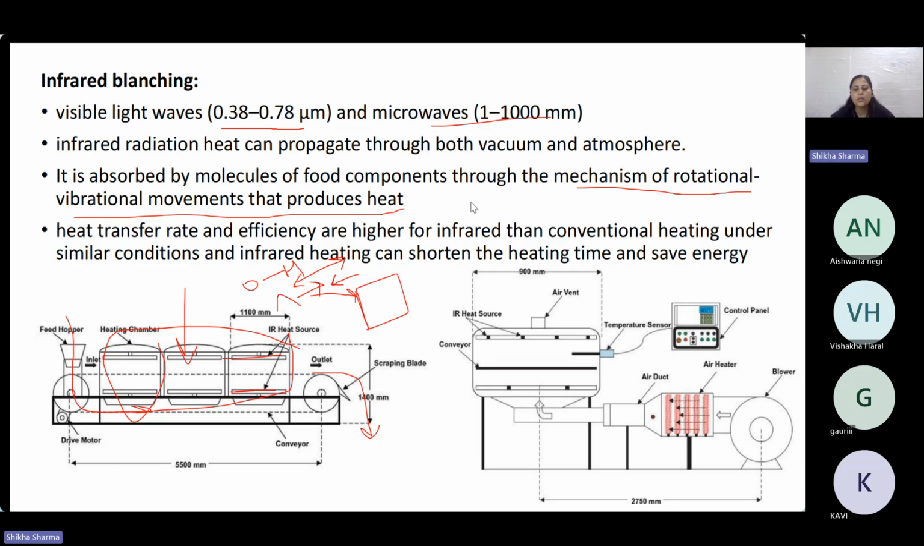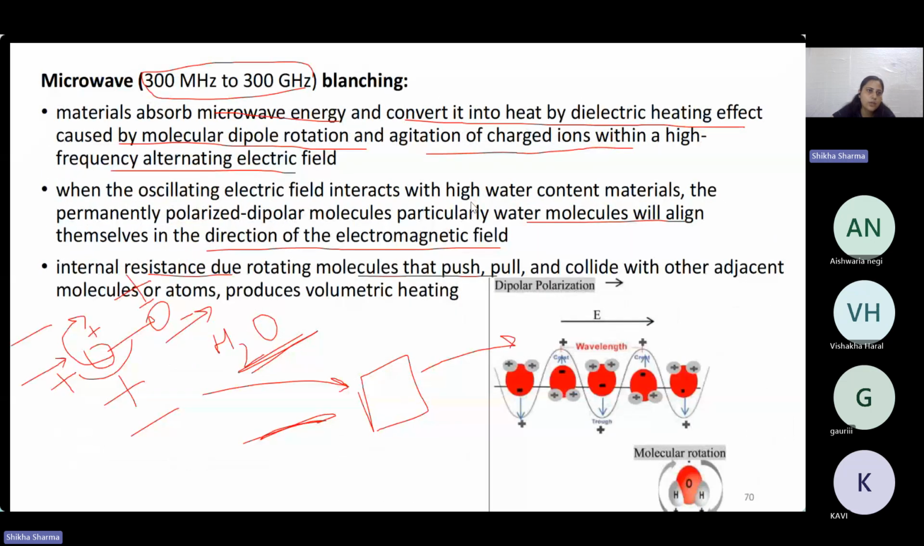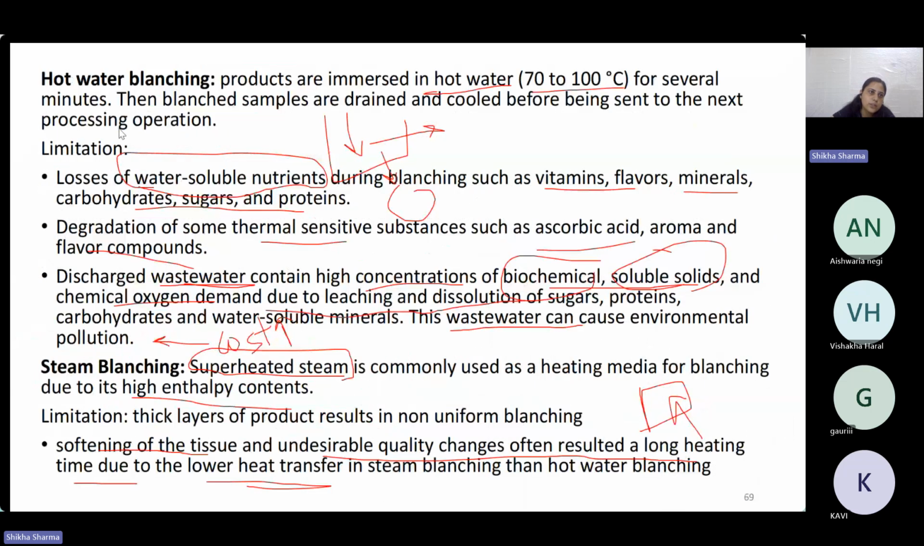So basically, these are the novel technologies. And if we talk about the efficacy, what happens in the conventional methods? The nutritional quality of the food is very much affected. Also, the treatment leaches the thermal sensitive compounds and the water soluble nutrients.